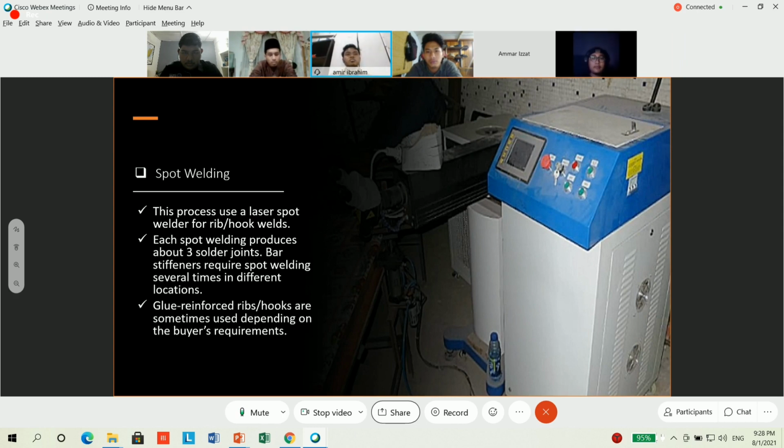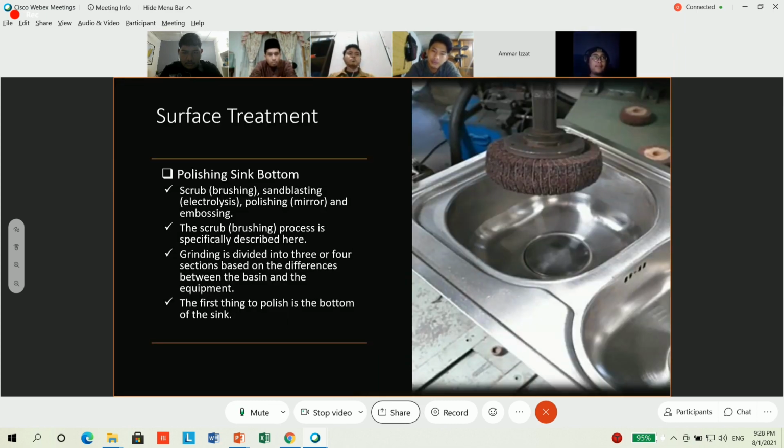So next process is surface treatment. The last process is surface treatment. It is polishing the sink at the bottom. The process consists of scrub brushing, sandblasting, electrolysis, polishing, and embossing. The scrub brushing process is specifically described here. The first thing to polish is the bottom of the sink.